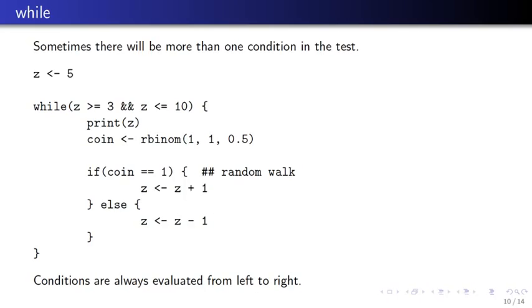So one thing to note on a more technical level is how R tests the condition in a multi-expression condition. Here I've got z greater than or equal to 3 and z less than or equal to 10. The conditions are always evaluated from left to right. So it checks to see if the leftmost condition is true, and then it goes to the next condition. So first it'll check to see if z is greater than or equal to 3. If that happens to be true, it'll go to the next expression. It'll check to see if z is less than or equal to 10. So if those are both true, it goes on into the body of the loop.